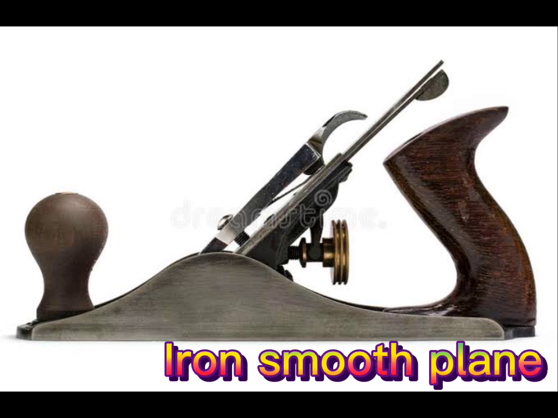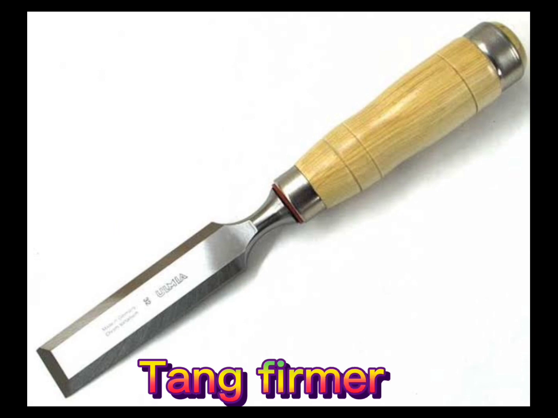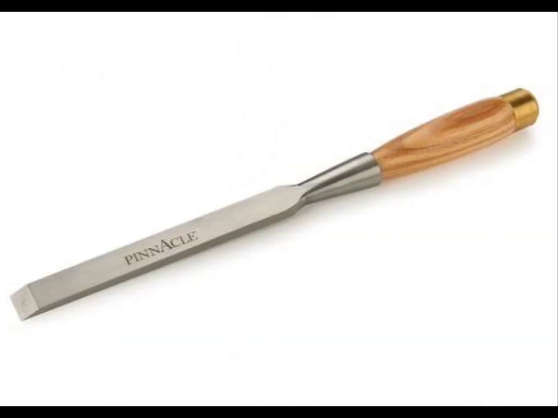It is smaller than the jack plane, but its cutting edge is round and sharpened straight like the try plane. Tang firmer chisel. This is used for cutting and shaping woods. It has a blade of hardened steel set on a steel shoulder that has a steel tongue and is held by a wooden or plastic handle. This handle is fitted with a metal ring called ferrule.